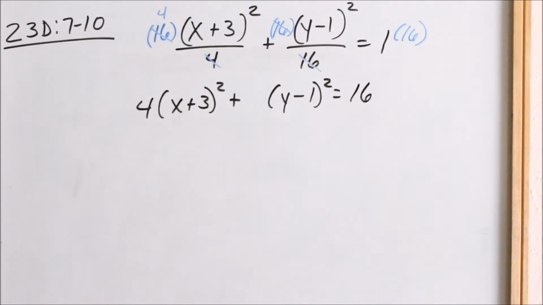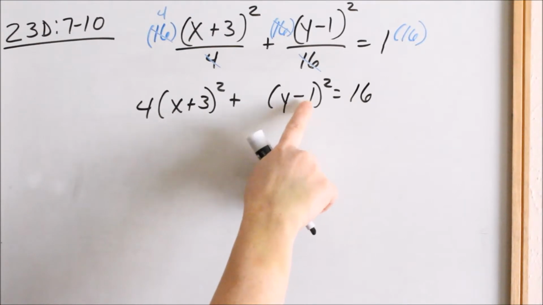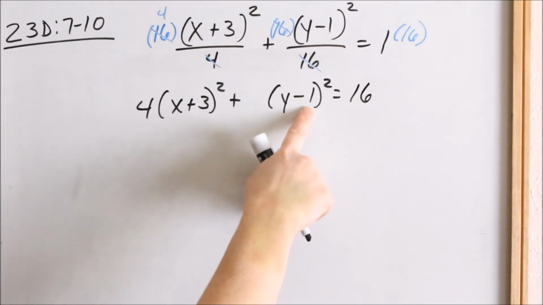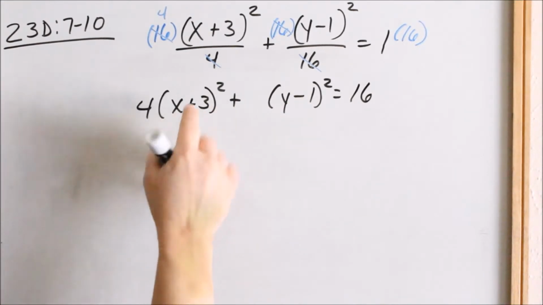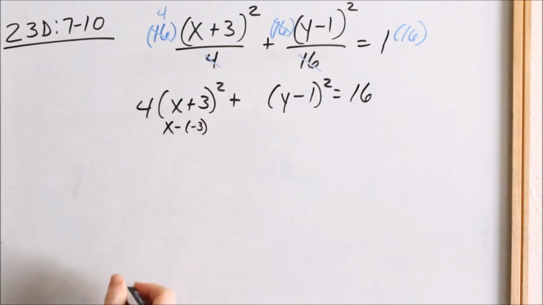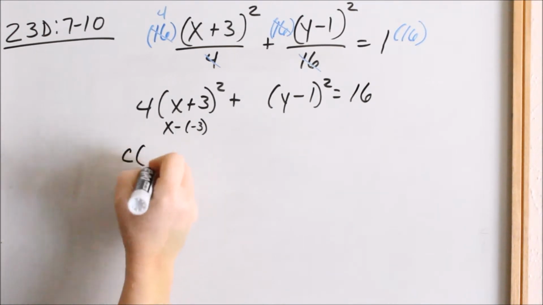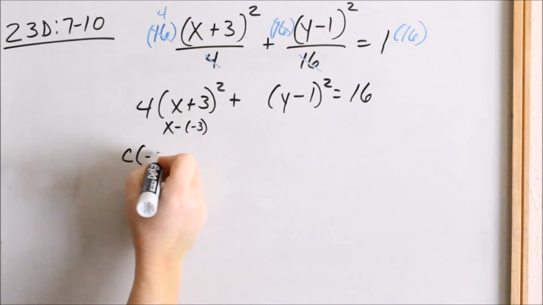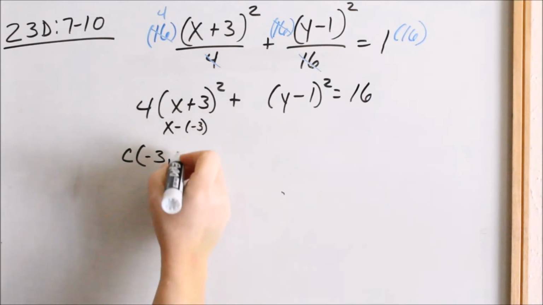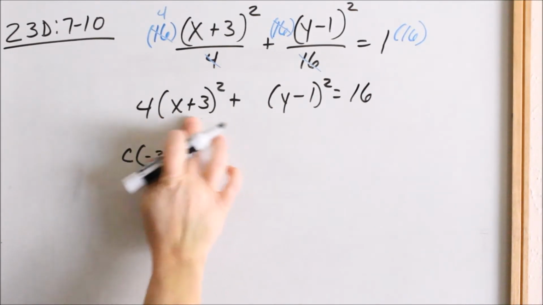So now to find the center of the ellipse, it's just like a circle. This is already a subtraction sign, so we can see that one of my y coordinates will be 1, but for this to be a subtraction sign, it would need to be x minus a negative 3. Minus a negative means a positive. So therefore my center will be negative 3 and then a positive 1. So that's the center of my ellipse.